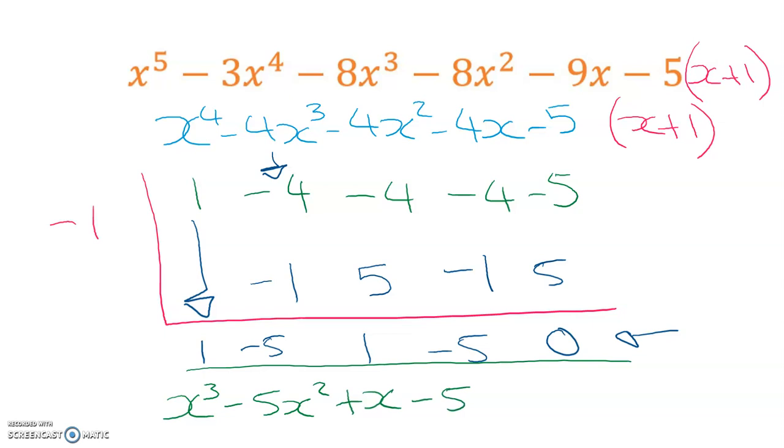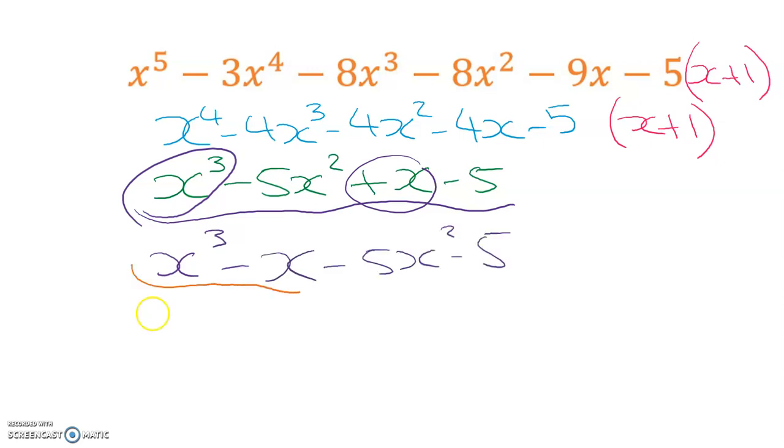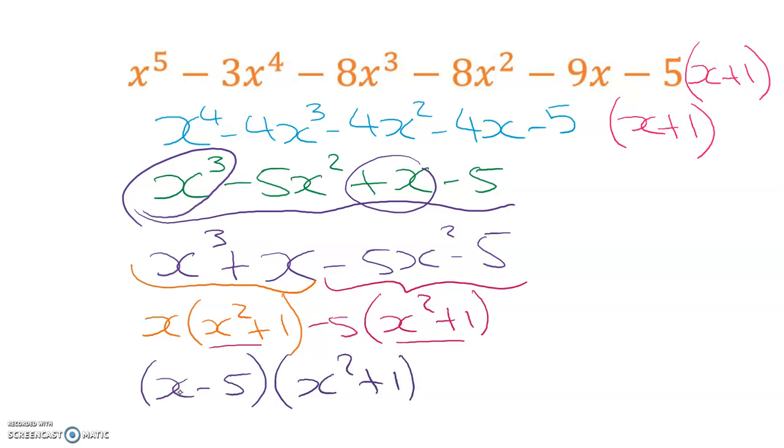This cubic polynomial can easily be factored by grouping. I'm going to group the x cubed and the x together, and the -5x squared minus 5 together. So for these two terms here, I'm going to take x out the front, and I end up with x squared plus 1. And for these two terms, I'm going to take -5 out the front, and again I get x squared plus 1. And that's how you know that grouping has worked, because you end up with the same bracket. So the overall factors are x minus 5 and x squared plus 1.